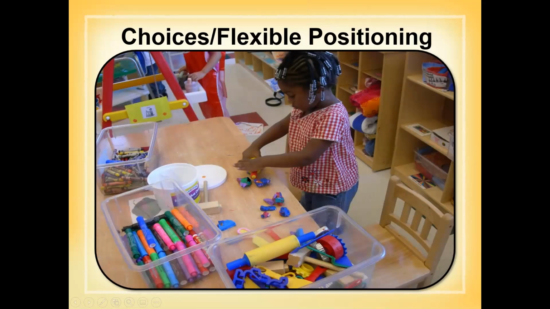Yeah, giving choices and giving kids flexible ways to engage or position themselves in the environment. So this little girl has the option of sitting in a chair, but she was trying to roll out this, looks like Play-Doh. And in order to get a better angle, she needed to stand up. So we're giving kids different choices about how they position themselves and about how they engage with the materials. This is excellent.